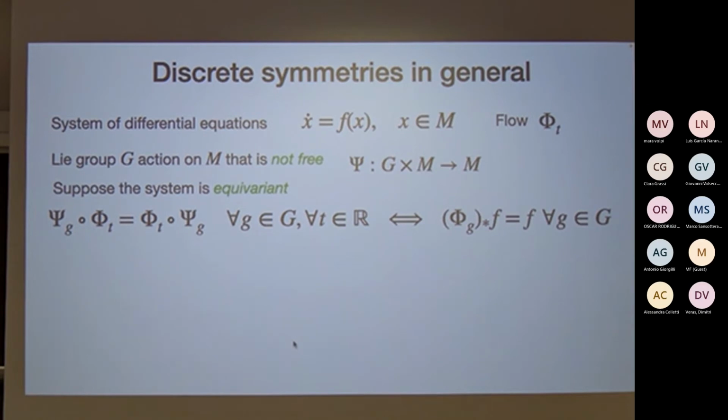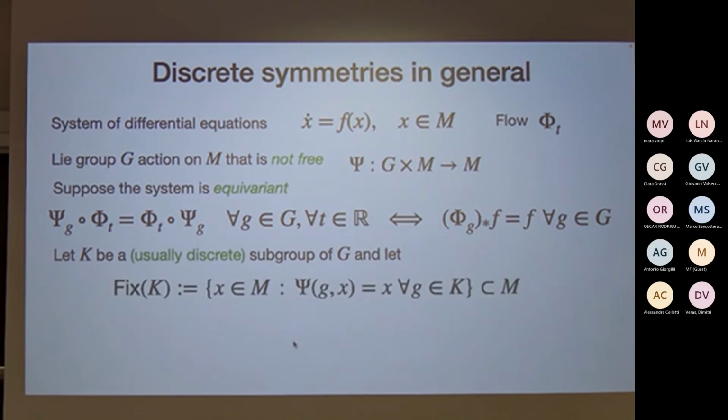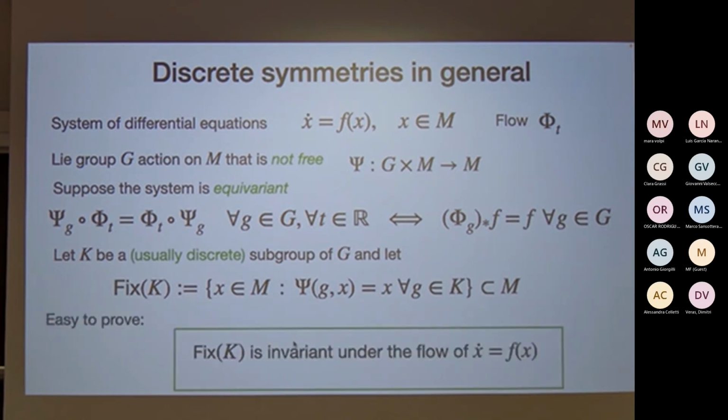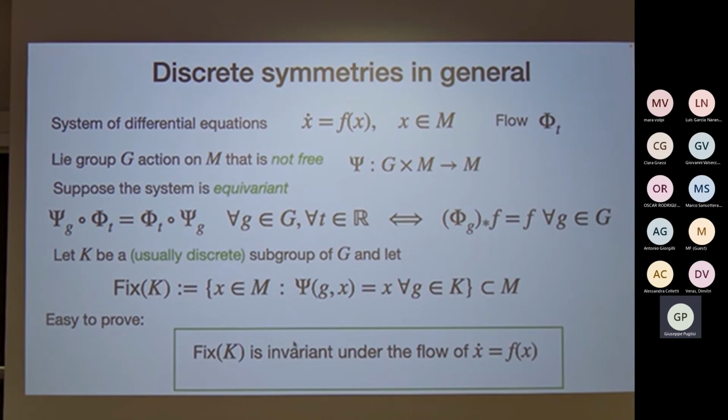In this case, there is a nice interaction between the solutions at the points that are not free by the action. So if you take a subgroup, which is usually taken to be discrete, of this symmetry group G, and consider the set of points in the phase space that are fixed by the action of all elements within the group, this is a subset of your phase space. Well, it turns out that it's easy to prove that this subset is invariant under the flow. So you start with an initial condition there, you stay there. So what you can do is simply restrict your dynamics to this set. You pick your subgroup, you identify these points, and then that's invariant.